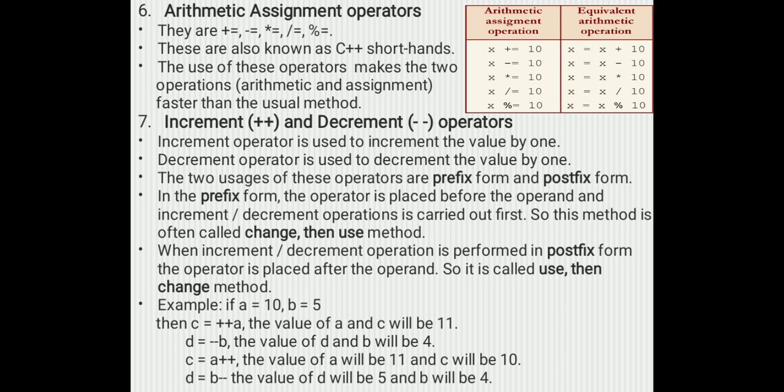And in the second example, D equal to minus minus B. It is the prefix decrement operator. The value of the variable is decremented by 1. So the value of both D and B will be 4, because the value of B is 5, 5 minus 1, 4. So the value of D and B will be 4.